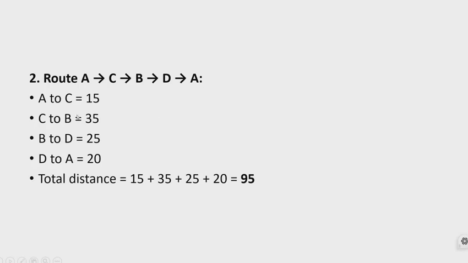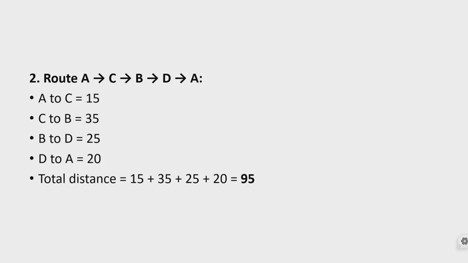And there is route number 2, that goes from city A to city C, city C to city B, city B to city D, and city D to city A. City A to city C is 15, city C to city B is 35, city B to city D is 25, and city D to city A is 20. The total distance is 15 plus 35 plus 25 plus 20, equal to 95. The two routes are giving the same value. It is the minimum cost.